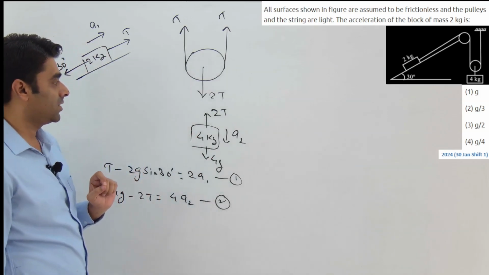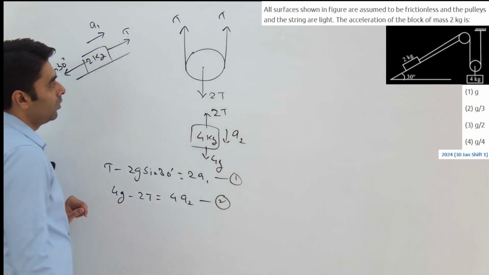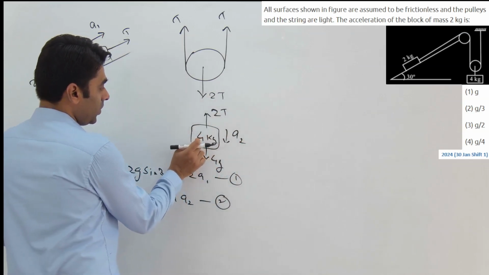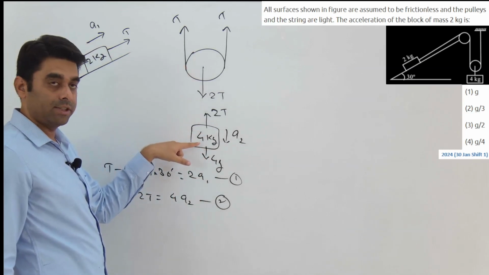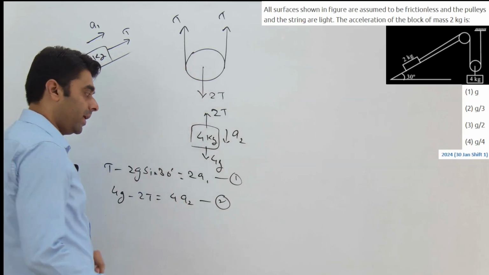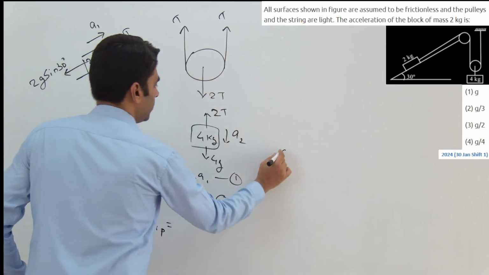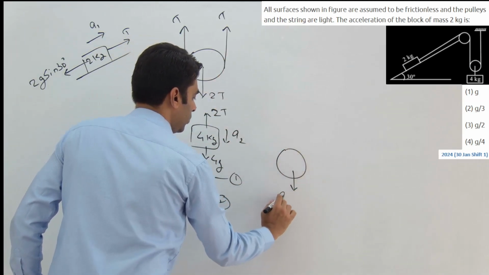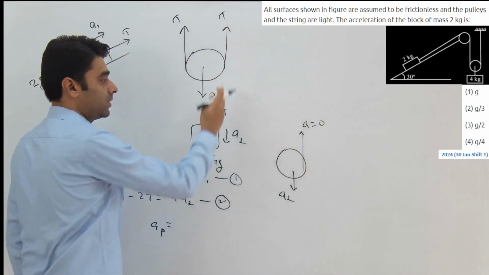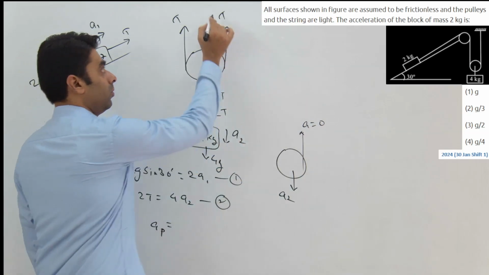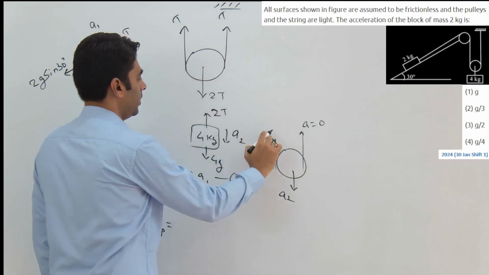How do we get it from the constraint relation? Basically we need to relate A1 and A2. How can we do it? Whatever is the acceleration of the 4 kg block, the same acceleration will be there for the pulley also. So we can apply the constraint relation. Acceleration of the pulley is this side; please see over here, this is A2. This side's acceleration is 0, right? Because this string is connected to the ceiling. So the acceleration of this side will be 0 and this side's acceleration is A1.